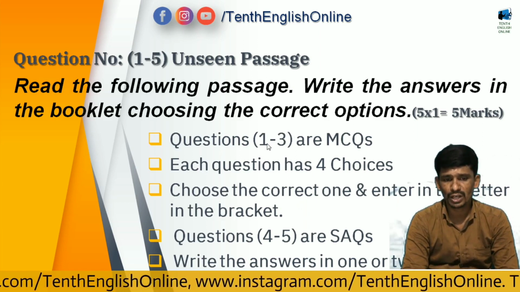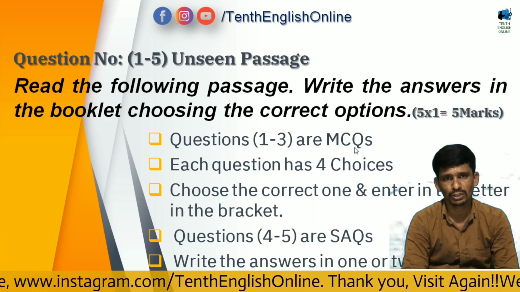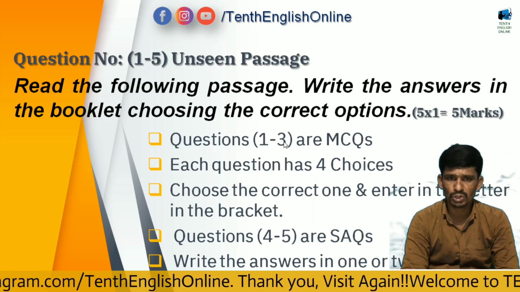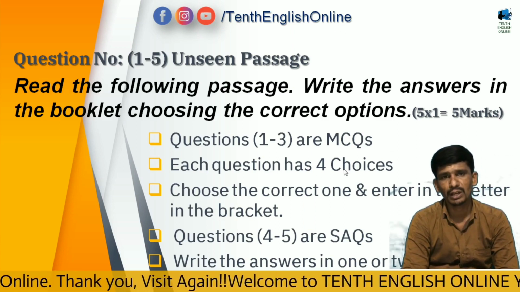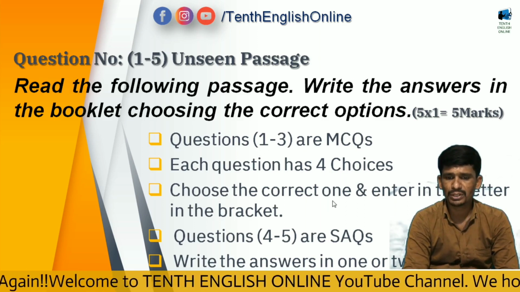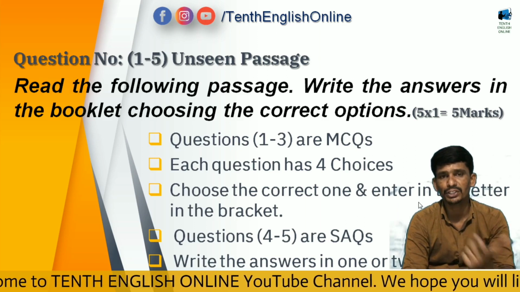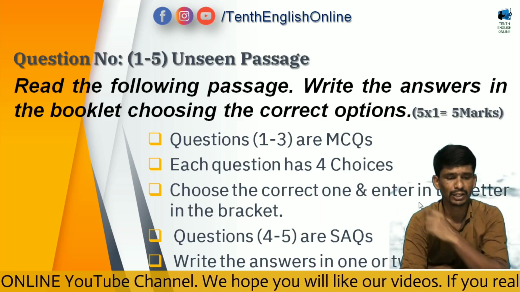The first three questions, 1 to 3, are MCQs, which means multiple choice questions. Each question has four options or choices. We have to select the correct option and enter that letter, either A, B, C or D, in the given bracket.